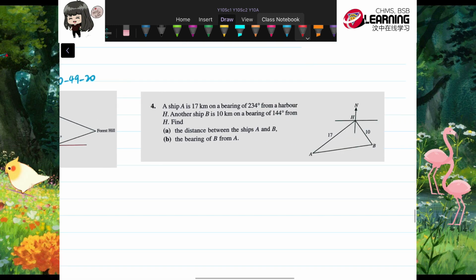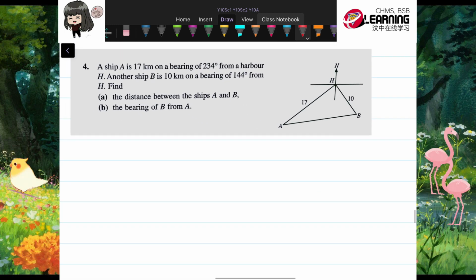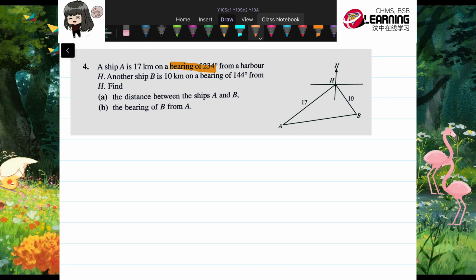Now let's look at question 4. Okay, question 4 here. So, a ship A, okay, this is the information that they give you, 17 km on a bearing of 234 from a harbor. Say from a harbor, you see the word from. So, harbor is here, north here, bearing 234, the ship A. So the angle like this is 234.